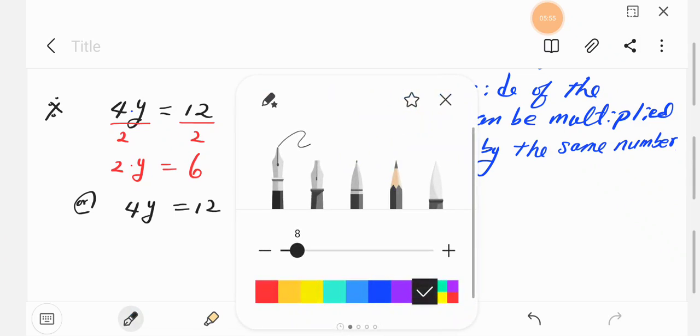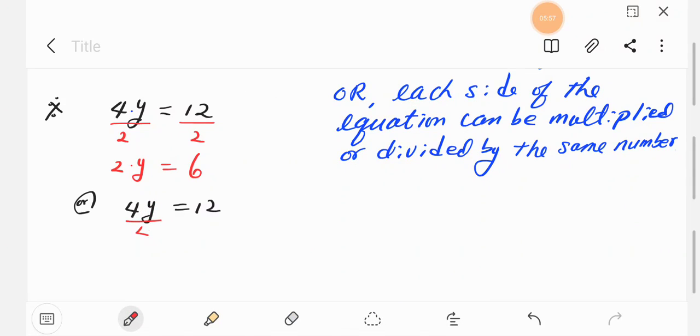So why don't we divide each side by 4? Then let's see what happens. Then 4 divided by 4, you cancel out. This 4 and 4 cancel out, right? So y is equal to 12 divided by 4, which is 3. So we got the y value is equal to 3.